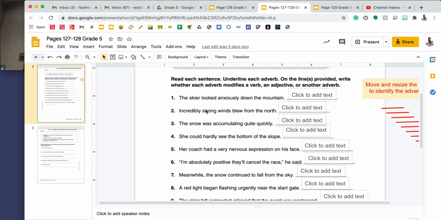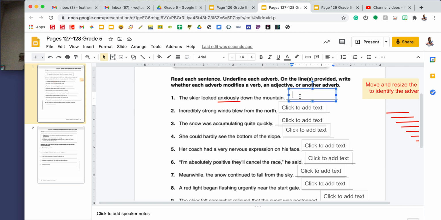Number 1 says, the skier looked anxiously down the mountain. Anxiously is my adverb. It ends in ly. Most adverbs do. And it is modifying the verb, or it is describing the verb looked. So on the line, I'm going to write verb.